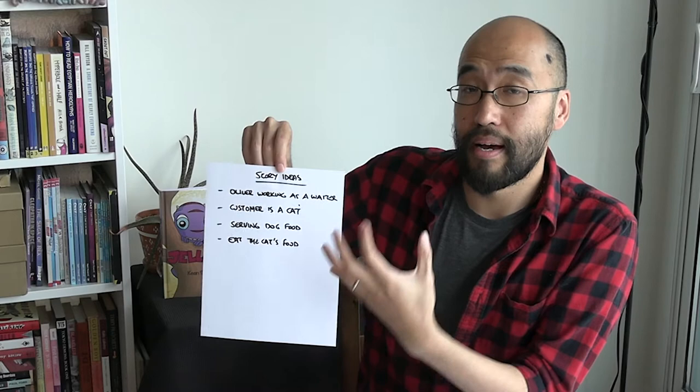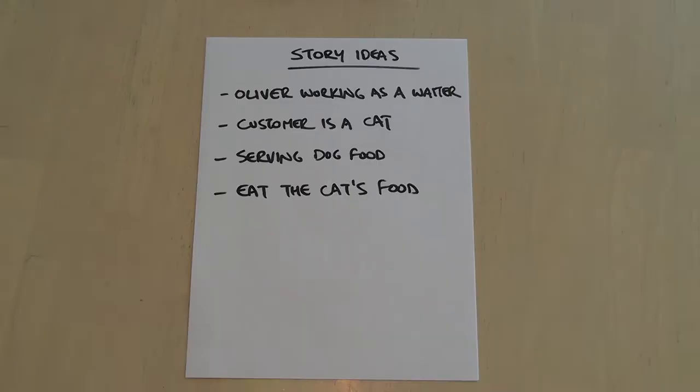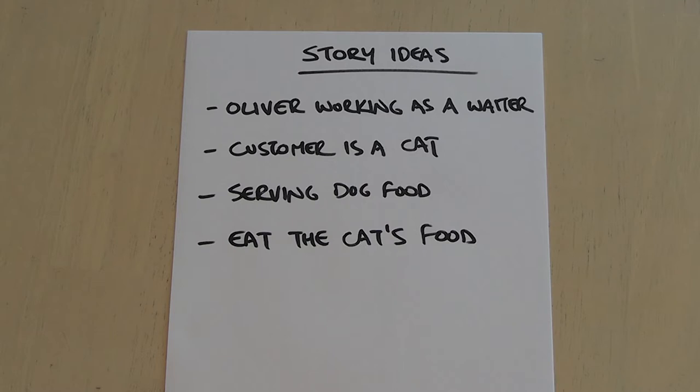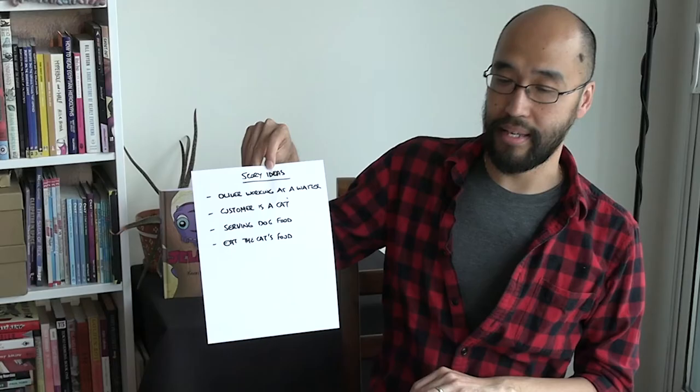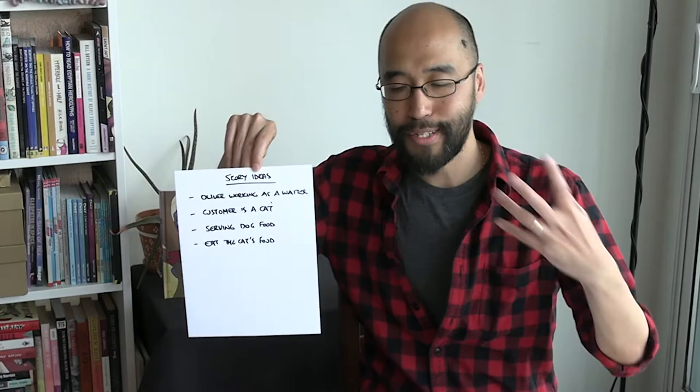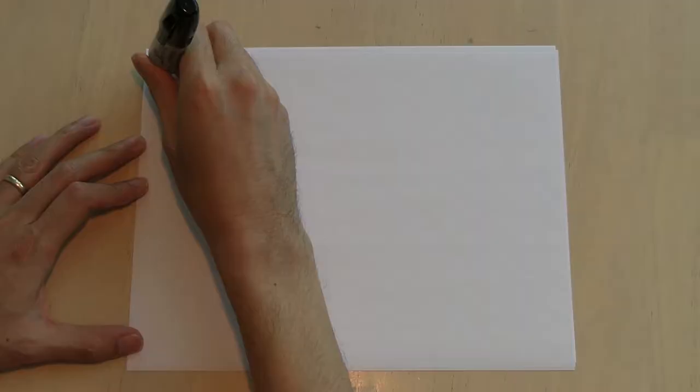With all of these ideas, we've almost got a beginning, a middle, and an end for the story that we want to tell. So we've got Oliver working as a waiter, the customer is a cat, the restaurant is serving dog food, and maybe he eats the dog food in the end. And so once I have my story ideas quickly written down, I can actually get to the fun part, which is making the comic.